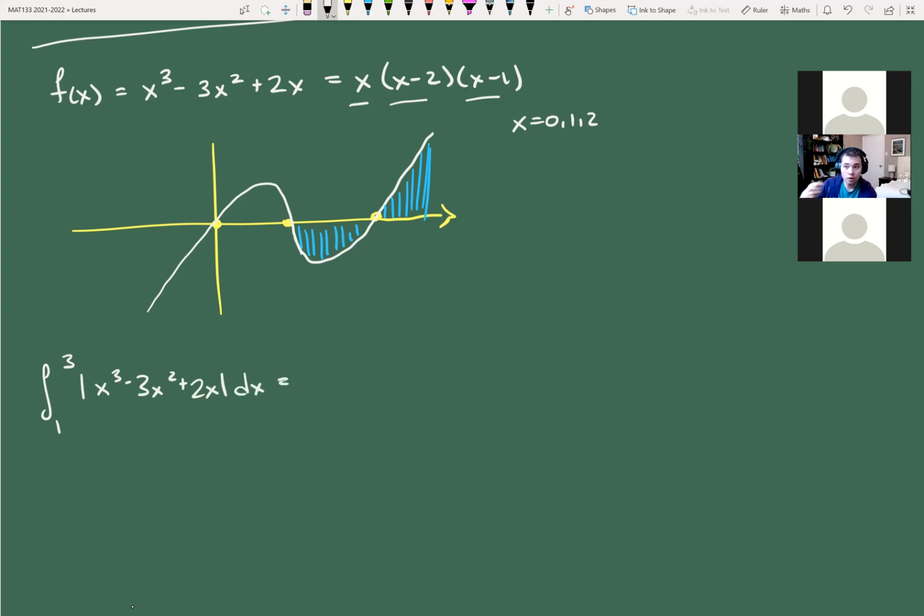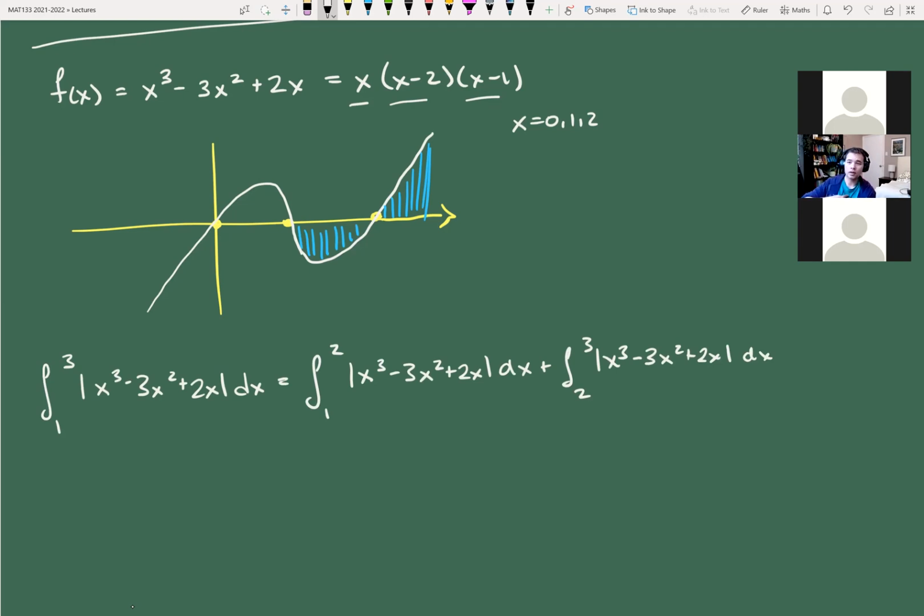And because I know roots are where this function is going to change sign, what I should probably do is break this into the integral from 1 to 2 plus the integral from 2 to 3. Because if the absolute value is going to change signs, it has to change signs at one of the places where the function is equal to 0. Okay. Now what you could do is the following.